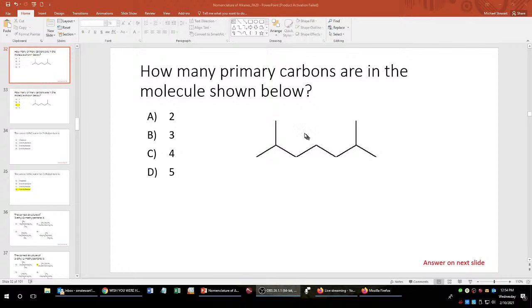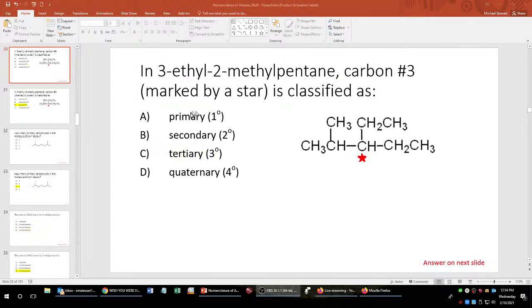Okay, so slide 31. The 3-methyl-2-ethylheptane, carbon number 3 marked with a star is classified as what? Primary has one carbon attached to our central carbon. Secondary has 2, tertiary has 3, and quaternary has 4. In this case, we count 1, 2, 3 carbons coming off of it, so this would make it a tertiary carbon. Your CH3 groups are all primary. Anything that says CH2 is secondary. Anything that says CH is tertiary. Anything that just says C is quaternary.